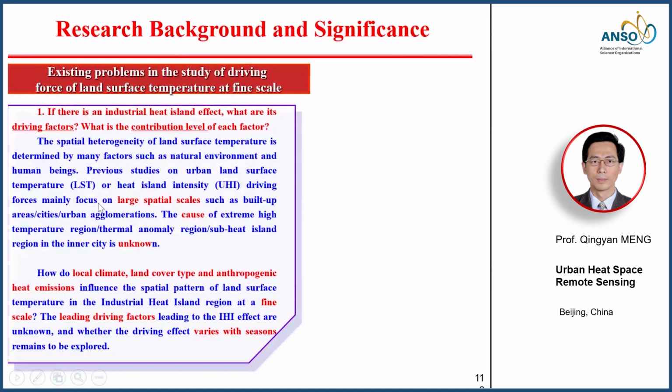How do the local climate, land cover types, and anthropogenic heat emission influence the spatial pattern of the land surface temperature in the industrial heat island region at a fine scale? You see, from the urban agglomeration to the city scale, to the city inner scale, to the function area, for example the factory, industrial mill, from the large scale to the finer scale, the leading driving factors of the island intensity effect are all known.